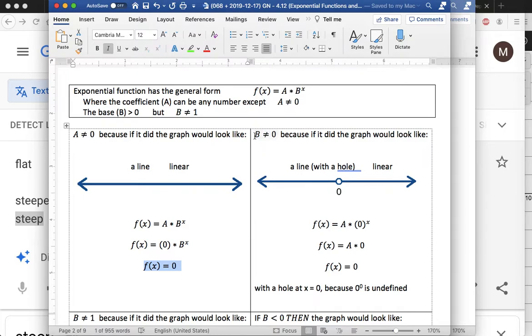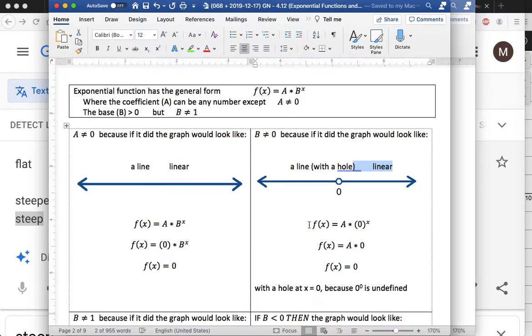If we let b equal 0, then a similar thing happens. If b were equal to 0, your graph would look like this, where you basically have a line with a hole at x equals 0. So once again, it would just be linear.